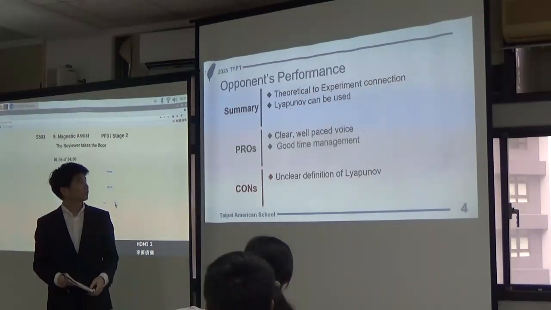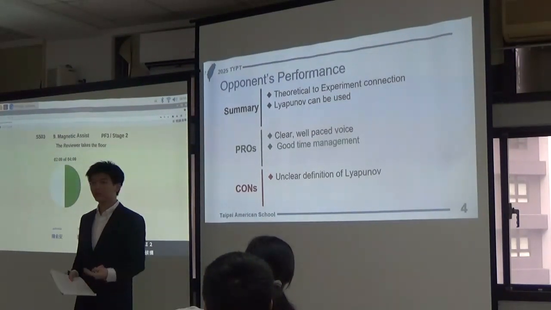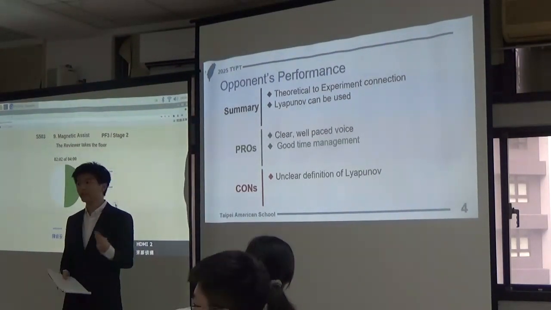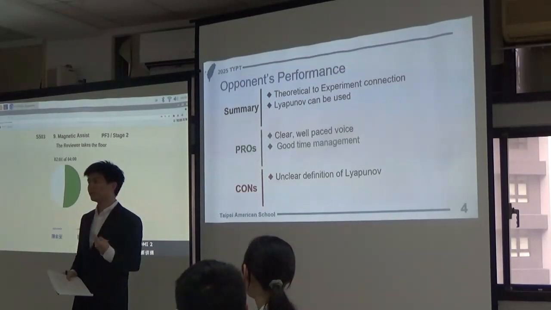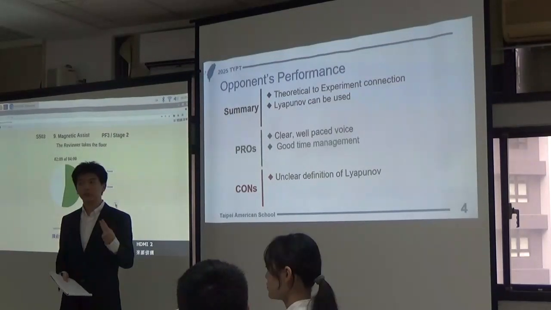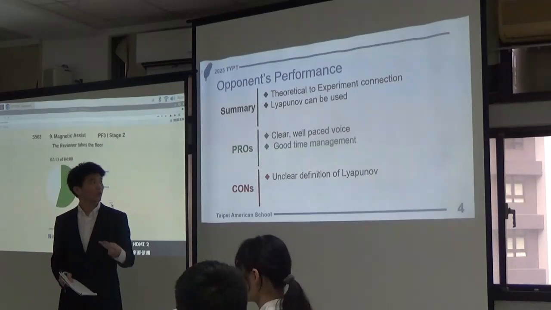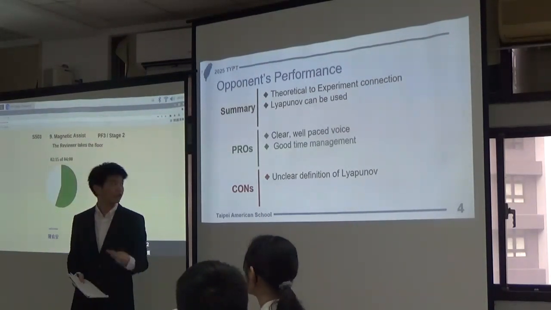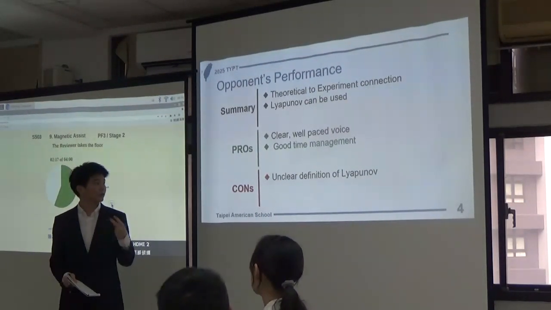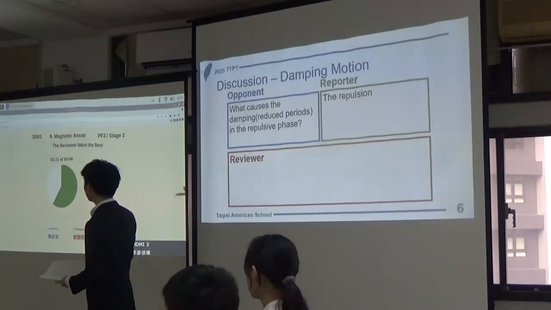Next one. In terms of the opponent, they did 2 main things. First of all, they talked about the theory to experiment connection, so they clarified some of those. And they also brought up their own point of the Lyapunov definition of chaos, which they said for the attractive scenario is something that the reporter should consider. In terms of pros, they had a clear, well-placed voice, and they had good time management throughout their discussion. However, for cons, their definition of Lyapunov was slightly unclear.